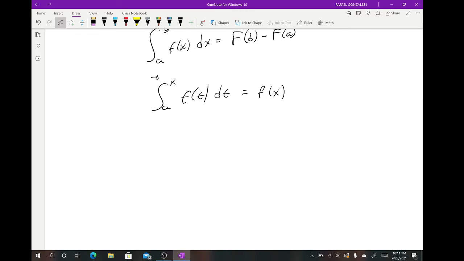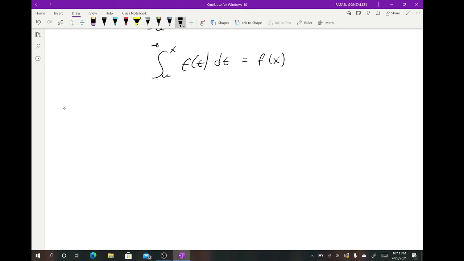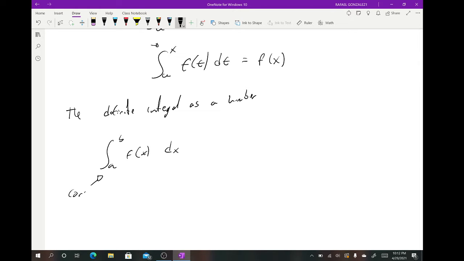So let me illustrate that. We have, again, the definite integral as a number, and that was the integral from a to b of f of x dx. And again, this a is a constant, this b is also a constant, and then this f is a function of x.